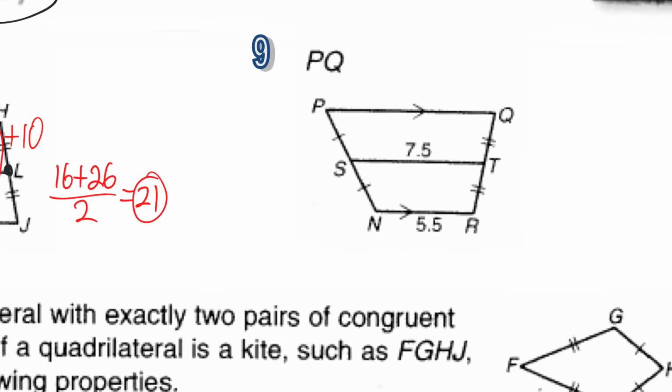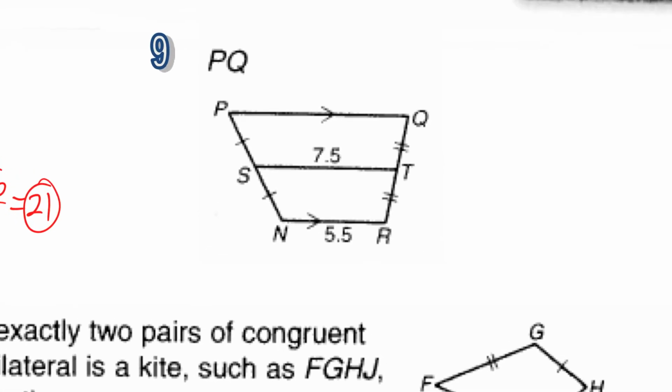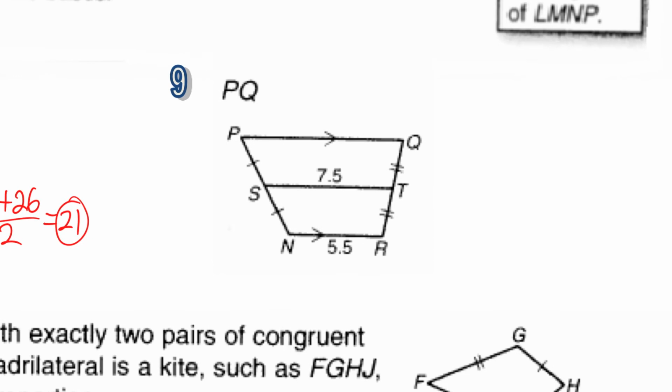So on number 9, this time we know the mid-segment, and we're looking for PQ. There are a lot of ways to do it. I'm going to do it like this. How far is it from there to there? To get from 5.5 to 7.5, what do you have to do? Add 2. And so to get here, you're going to have to add the same thing. So how long is PQ? 9.5.